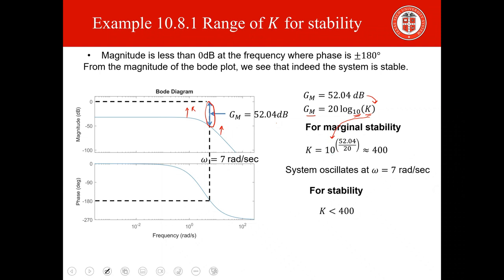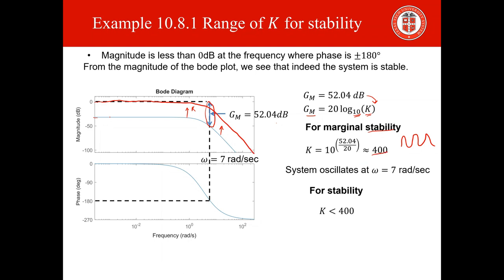So for marginal stability, meaning that our system will oscillate, something like this, where we are going to have this blue line be in line with the 0 dB line.